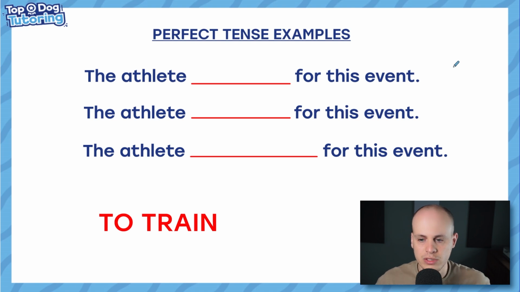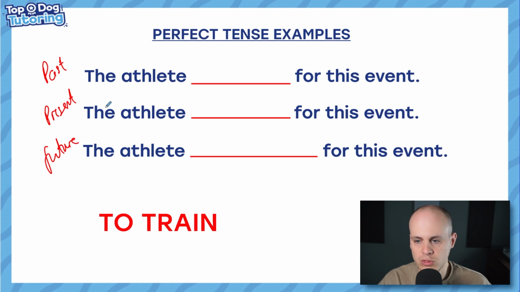So this time, rather than using the verb to know, I want to use the verb to train, as in when you're training for something, right? You're training for an event. An athlete trains for an event, right? But I want to put it into these sentences. I want one of them in the past, just like we've been doing, one in the present, and one in the future. And I want them all to be in the perfect tense.